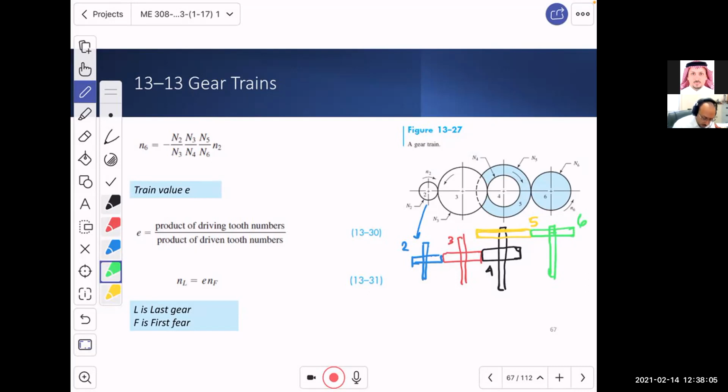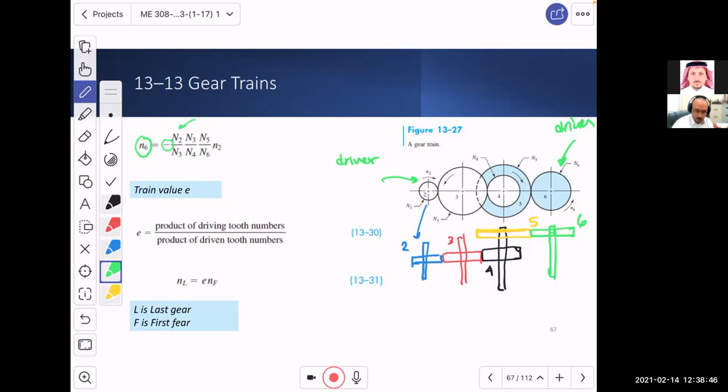Now, of course, we have in this problem, assuming that N2 is the driver and N6 is the driven. Apparently, you want to know when you drive number 2, what happens to the driven one, there, in the end, number 6. So the number of revolutions for 6 is going to be equal to, putting the minus sign to check, you know, if this is going to go in the same direction or not.